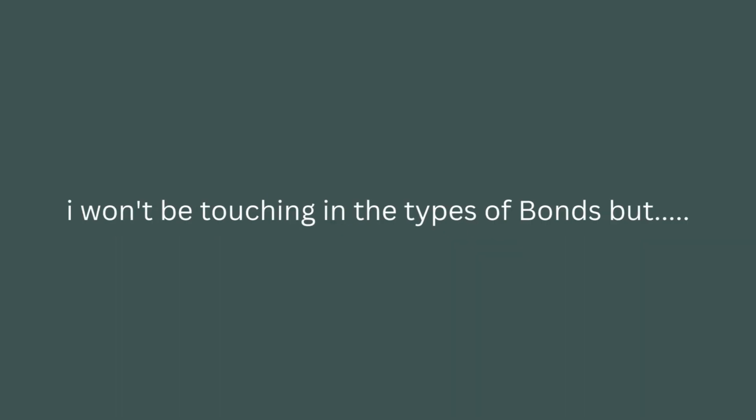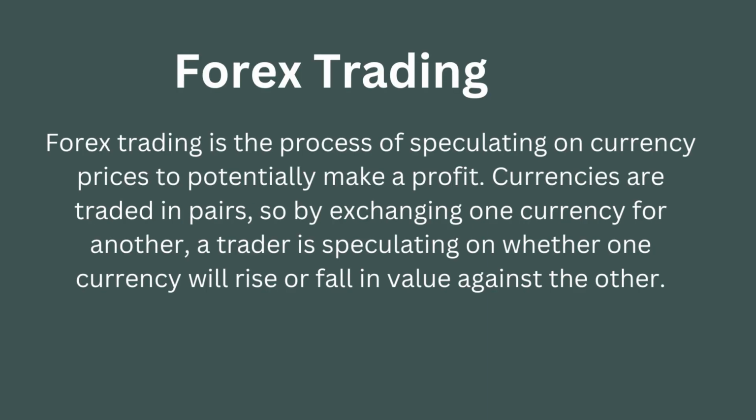So, I know each and every time you search how to make money online, there are things that come up. You see people growing their accounts from $5 up to $1 million, up to $5,000. So let's now discuss what's happening. Okay, forex trading is the process of speculating on currency prices to potentially make a profit. Currencies are traded in pairs, so by exchanging one currency for the other, a trader is speculating on whether one currency will rise or fall in value against the other.